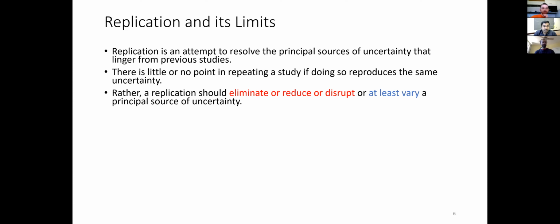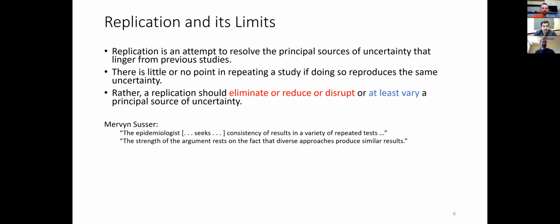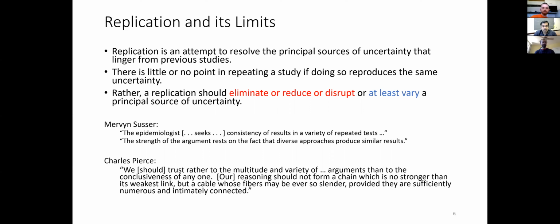Now this observation obviously is not completely new. Previously, for example, epidemiologist Marvin Susser wrote, the epidemiologist seeks consistency of results in a variety of repeated tests, or the strength of the argument rests on the fact that diverse approaches produce similar results. Much before Susser, Charles Peirce, for example, wrote, we should trust rather to the multitude and variety of arguments than to the conclusiveness of any one. Our reasoning should not form a chain which is no stronger than its weakest link, but a cable whose fibers may be even so slender, provided they are sufficiently numerous and intimately connected.